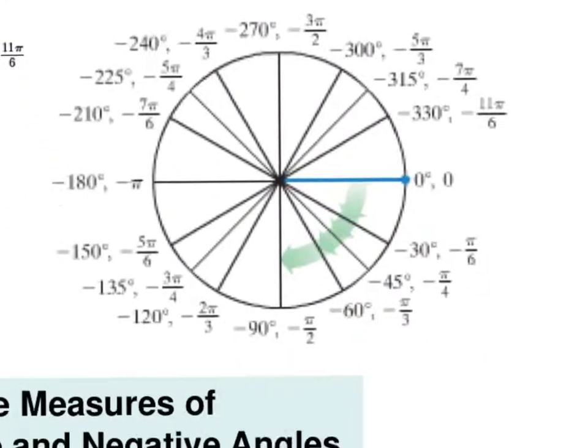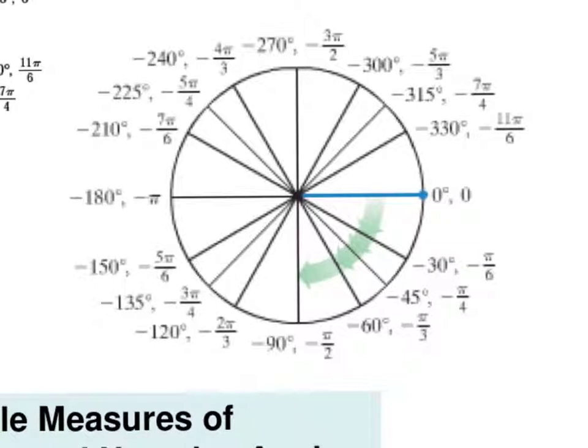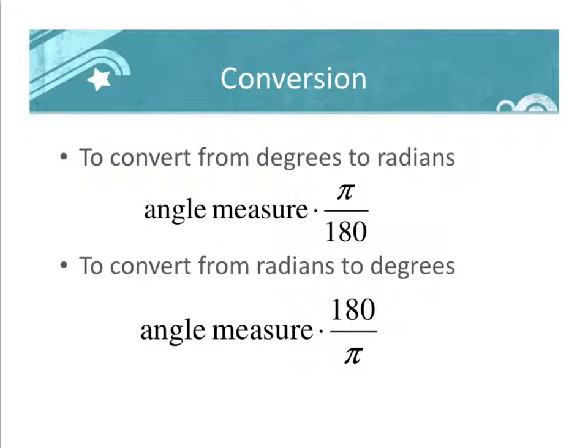Okay, over here we have our negative rotations, and notice where they're lined up. In the negative rotation, everything's consistent. Here's negative 30, negative 45, negative 60, negative 90, etc., extending 360 degrees in the negative rotation. Right, when converting back and forth from degrees to radians or radians to degrees, you want to use this conversion.